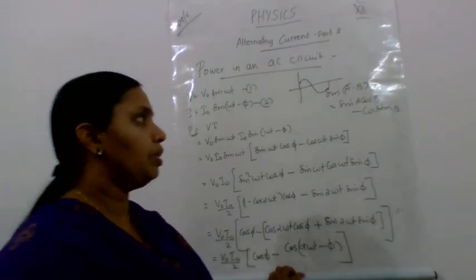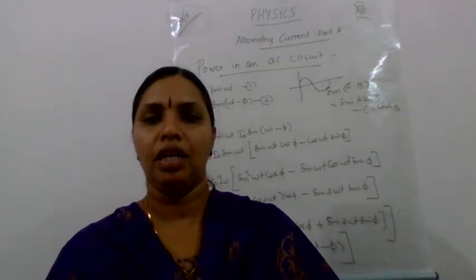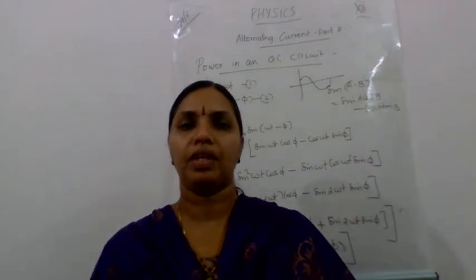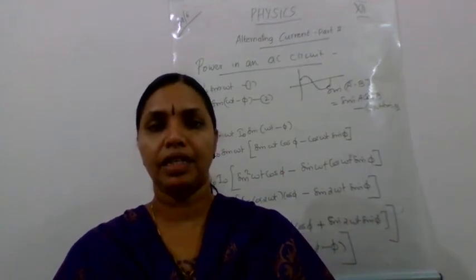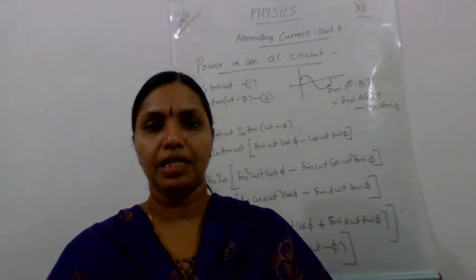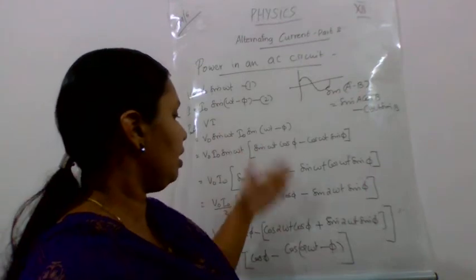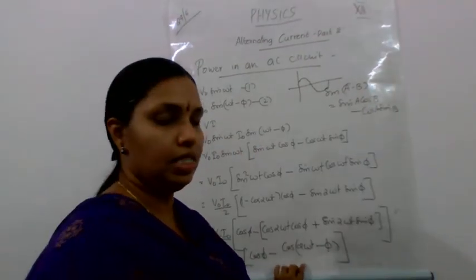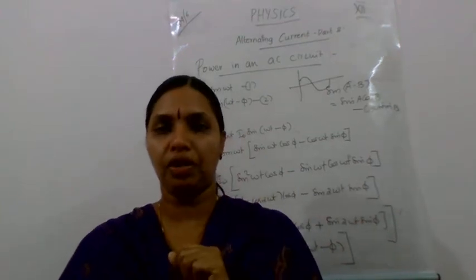Write down the next question: derive an expression for instantaneous power in an AC circuit. You can start from here, and this is the expression. This is the instantaneous power, which is constant at a particular instant of time.